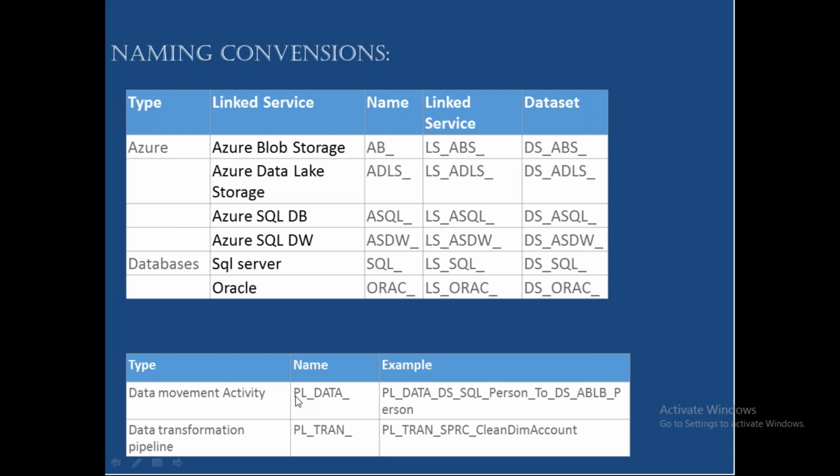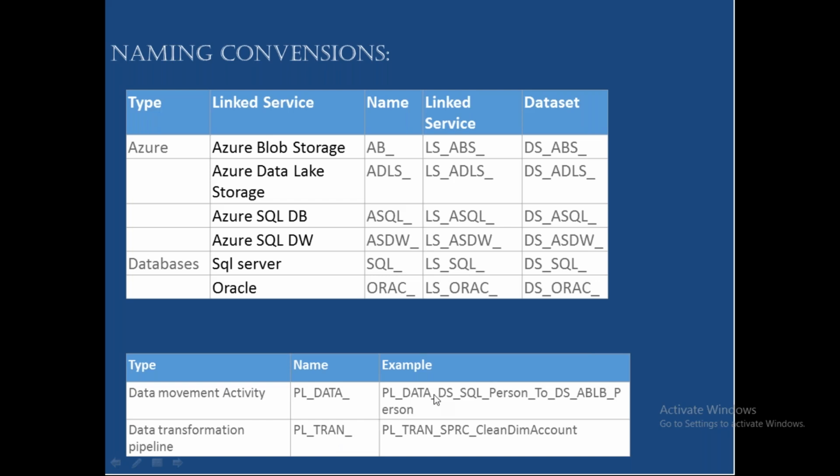Okay, for pipeline, PL underscore data movement. Suppose you simply want to copy the data, then you say PL underscore data. Suppose if you want to transform the data, PL pipeline for transformation, TRAN. PL underscore data means for the data movement. For data movement, data copying, data deletion, you need to say data. For any transformation, you need to say PL underscore trans.